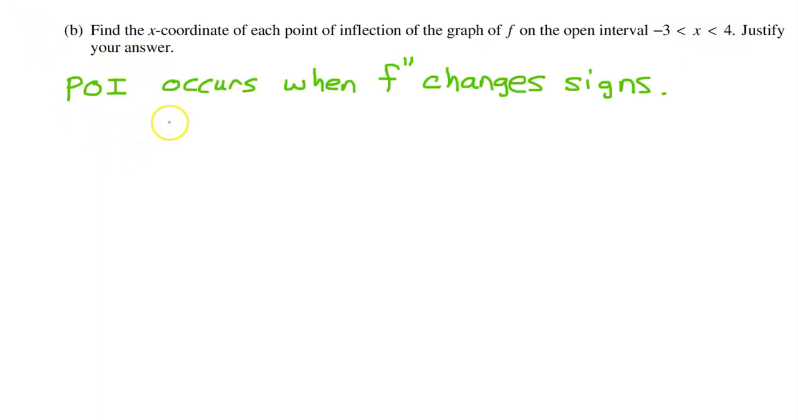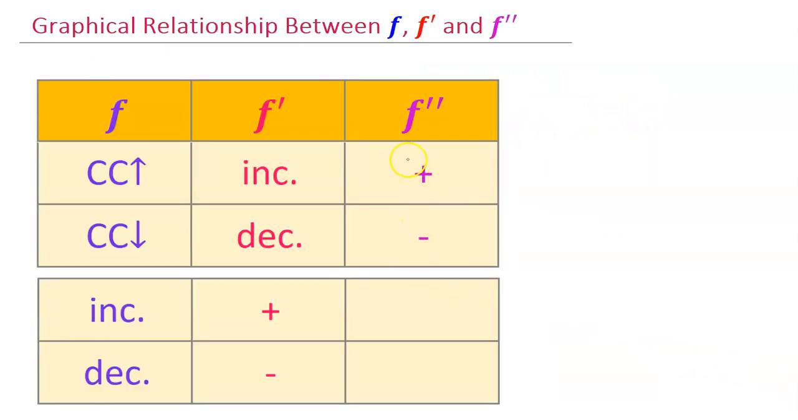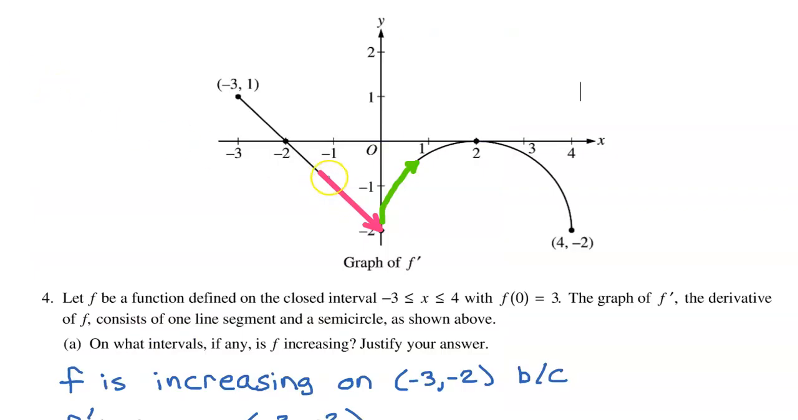We know that a point of inflection occurs when f double prime changes signs. However, we have the graph of f prime, not f double prime, so we need to use the graphical relationships between f prime and f double prime to understand that if f double prime changes signs, that means that f prime will change directions, either from increasing to decreasing or from decreasing to increasing. Notice that f prime changes from decreasing to increasing at x equals 0. So this will be the location of a point of inflection.